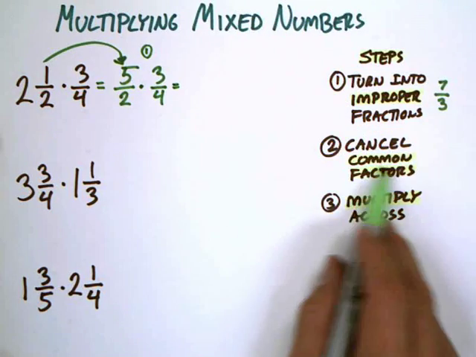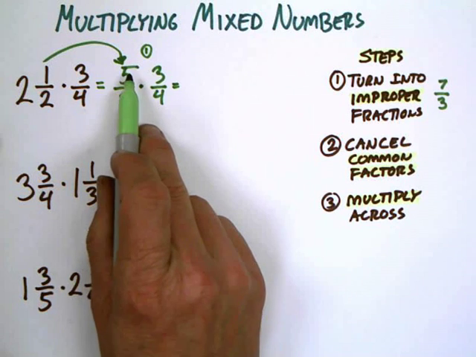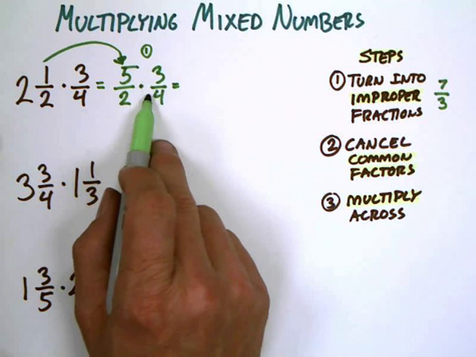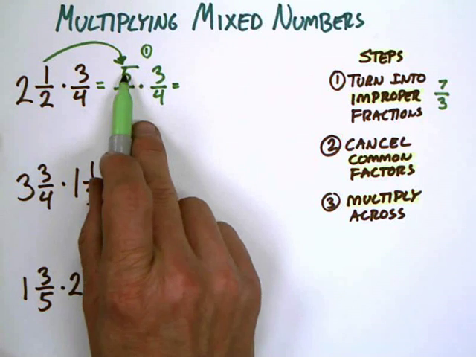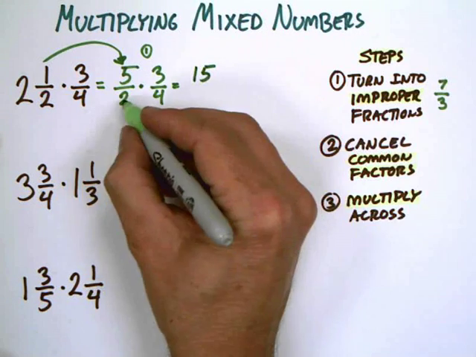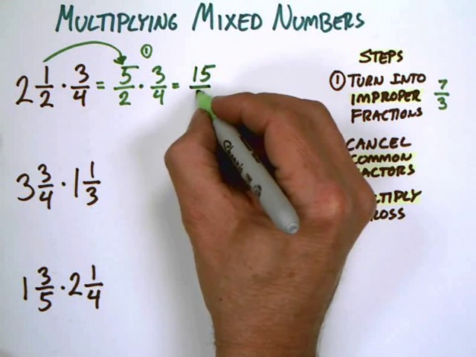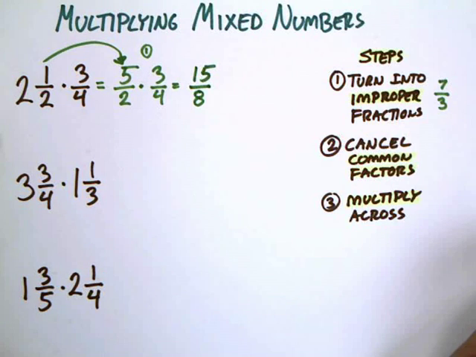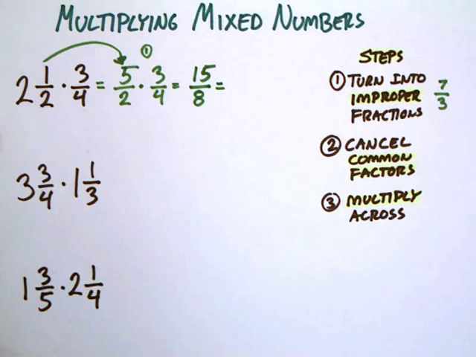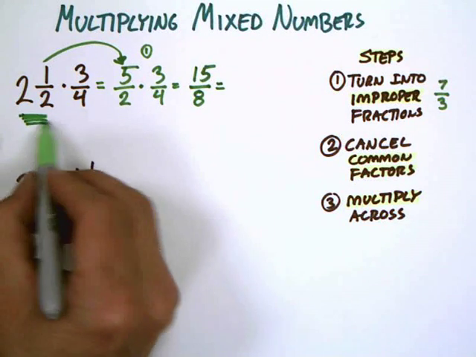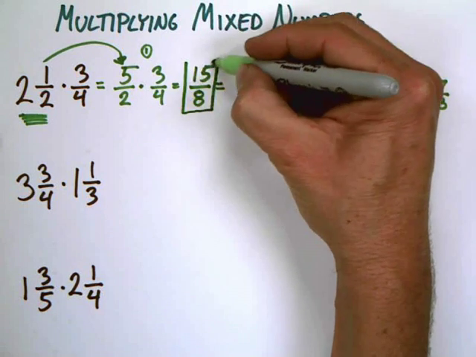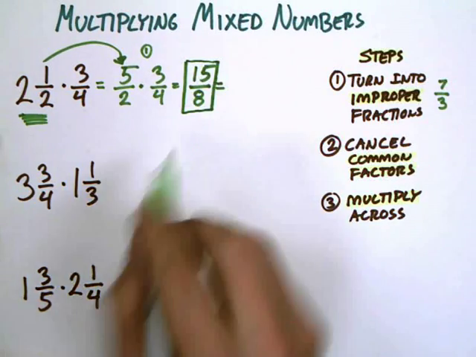Step 2 is to cancel common factors. So we have to look and see, do 5 and 2 or 5 and 4 or 4 and 3, or are there anything that these have in common? Absolutely not. So we're going to get 5 times 3, which is going to be a total of 15. And we have 2 times 4, which is going to be a total of 8. So now that we have 15 over 8, we're going to go ahead and simplify. Since we had the question in mixed numbers, we're going to put our answer in mixed numbers. This answer is perfectly acceptable as an improper fraction, but let's turn it back into a mixed number.